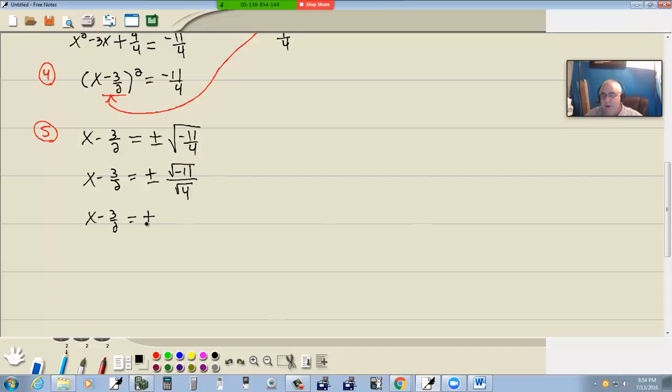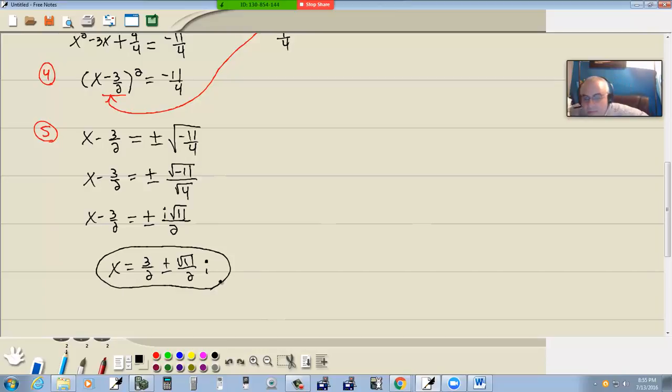Now that creates another problem because we can't have a square root in the denominator, but square root of 4 is 2. And here we have a negative. Remember, that comes out as an i. 11 we can't do much with. And we're solving for x, so I want to take that negative 3 halves over. So we got 3 halves plus or minus square root of 11 over 2, and I'll put the i to the side. Remember, our standard form for complex numbers, we need to have the real part separate from the imaginary part. But that would be our answer.